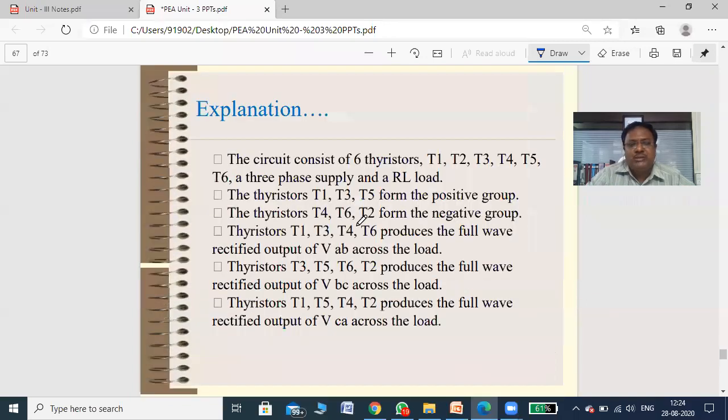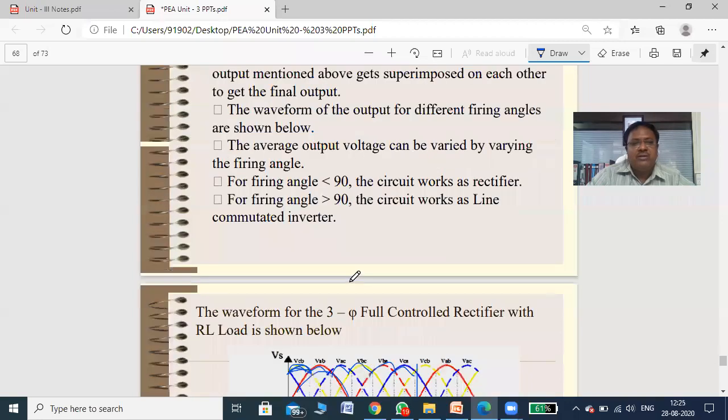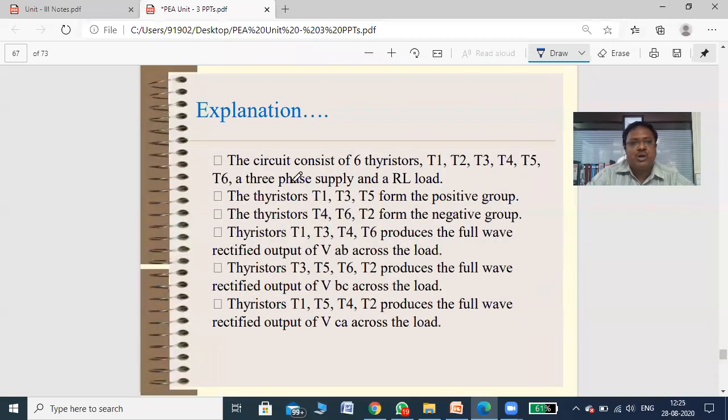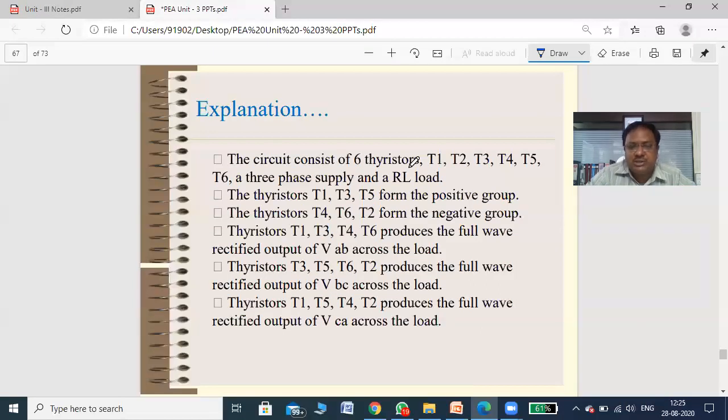Every time, two SCRs conduct at a time, right? And each SCR conducts for 120. Let me read the explanation that is given. The circuit consists of 6 thyristors, right? Thyristors T1, T3, T5 form a positive group. T4, T6, T2 form a negative group.